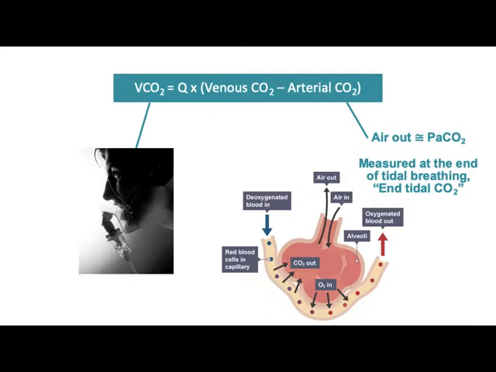It's pretty easy to do, actually. End tidal CO2 you can set up as a column on the metabolic chart. What is more difficult is venous CO2. There's more carbon dioxide on the venous side than the arterial side. As soon as venous blood comes into contact with the alveoli, you can't do anything about it. It starts to exchange. There's movement across the membrane. You can't stop it.